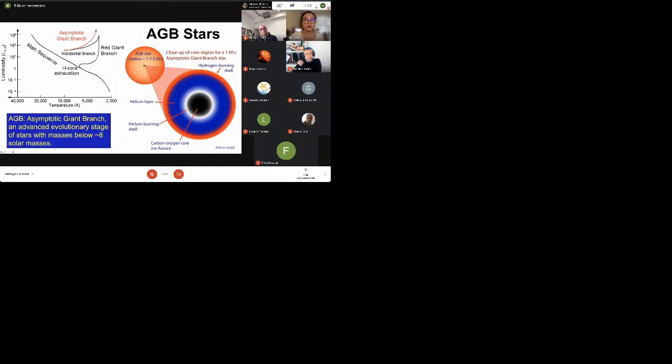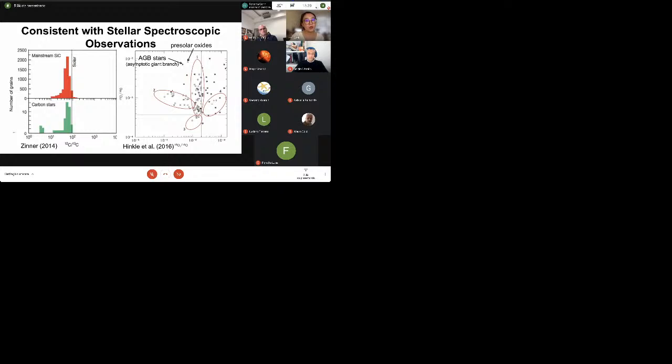Then stars with masses below 1.5 and above 3 solar masses remain oxygen-rich during their AGB phase, and they have been proposed as the parent stars of Group 1 and Group 2 presolar oxygen-rich grains. These two plots further illustrate that indeed the majority of presolar silicon carbide and also presolar O-rich grains should have come from AGB stars because they have similar asymptotic compositions.